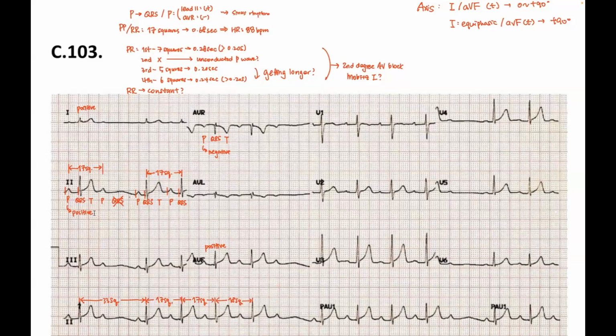Anything else? Have you said anything about the axis? Yeah, the axis: lead 1 and aVF are both positive, so it is between 0 and plus 90 degrees. And lead 1 is almost equiphasic, and aVF is positive, so I think it's plus 90 degrees. Okay, very good.